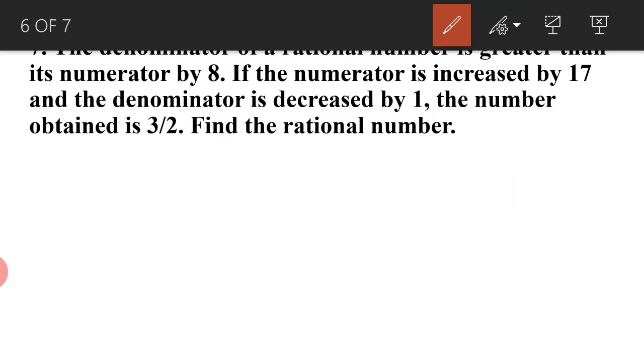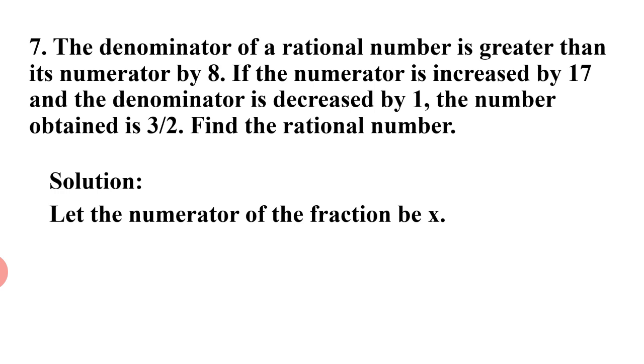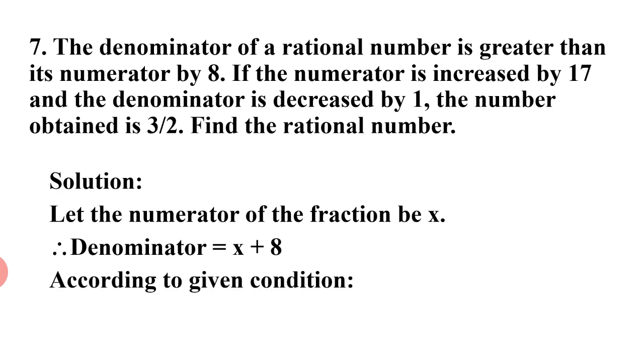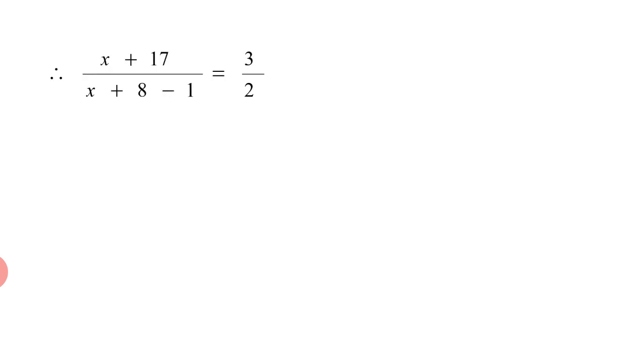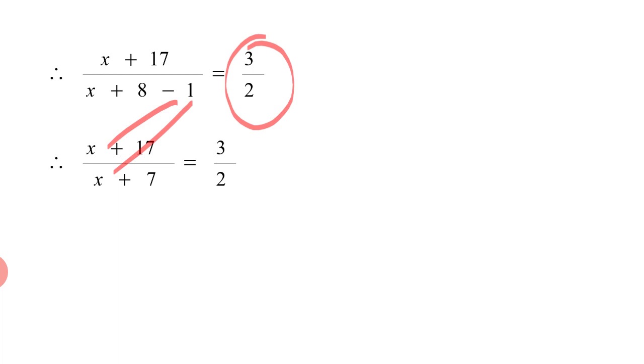Are you getting? So let us write it down in standard statement form. Let the numerator of the fraction or rational number be x. So the denominator is equal to x plus 8. According to the given condition, numerator is increased by 17 and denominator is decreased by 1. So what are you getting? You are getting a new rational number. Is it okay? And its value is coming out to be 3 by 2. Is it okay? So further simplifying it.